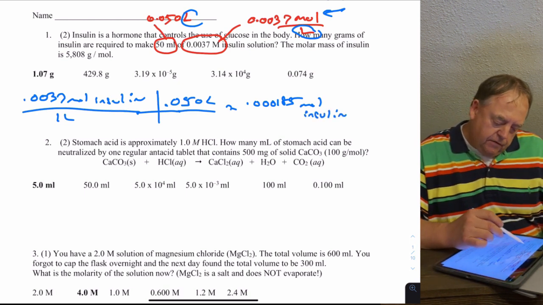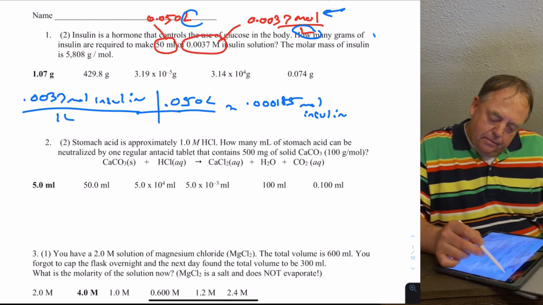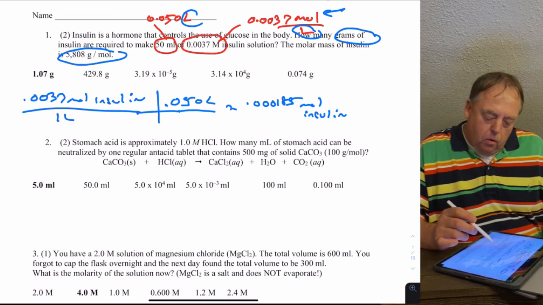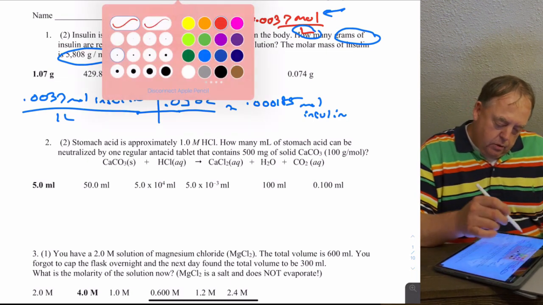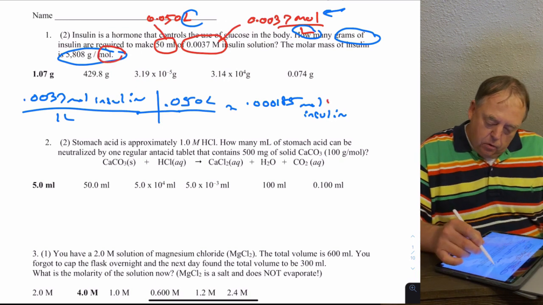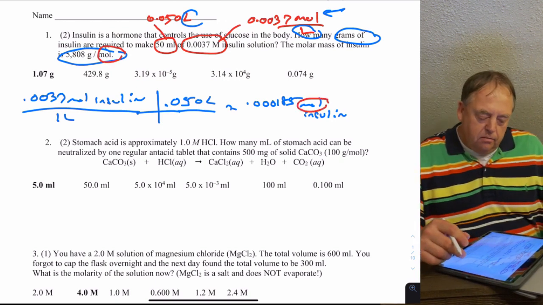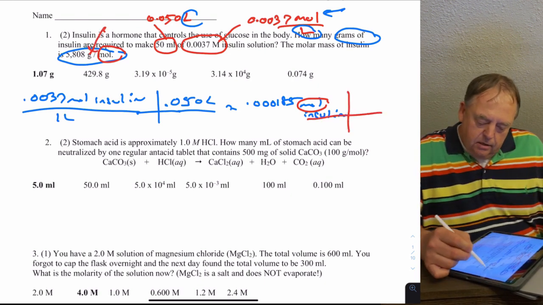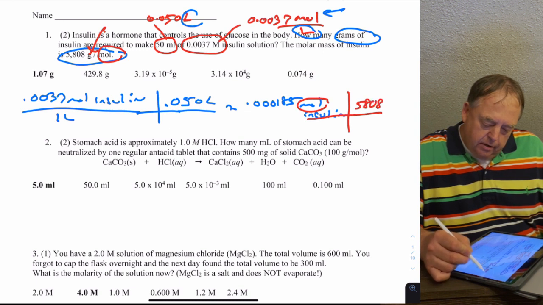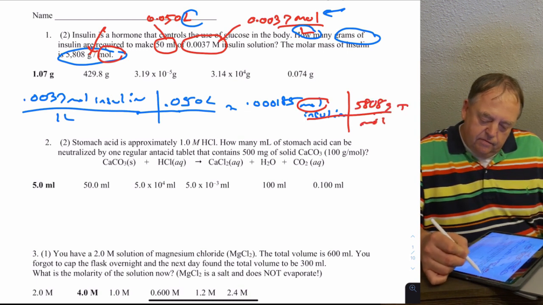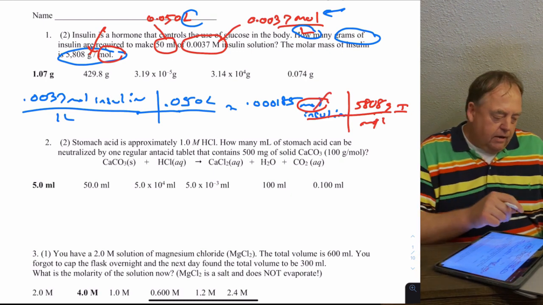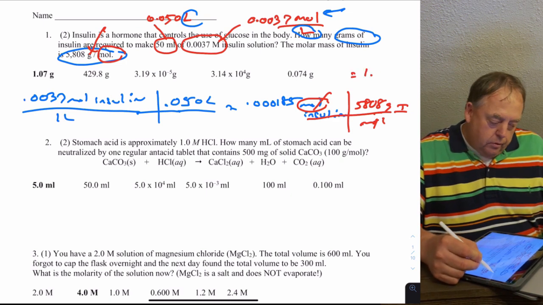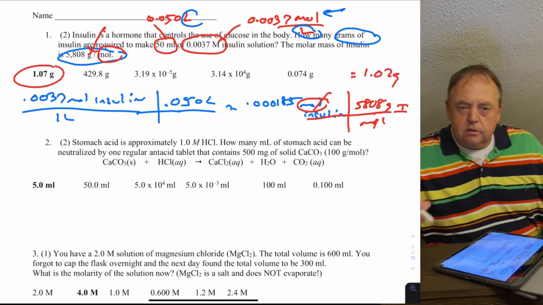But the question asks for how many grams? Well, you're given the molar mass is 5,808 grams per mole. So again, you have mole here, you have mole here. If you just multiply those two numbers together, moles cancel out, and you're left with grams, which is what you want. So take that and multiply by 5,808 grams per mole. It's grams of insulin. So moles cancel and you're left with grams, and you get 1.07 grams. So that's the answer.